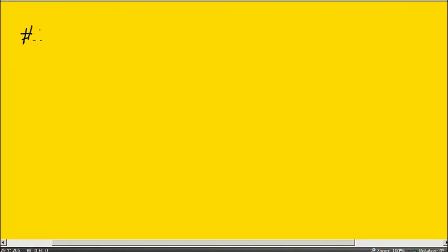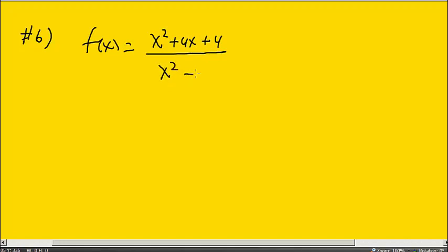Let's go to number 6. In number 6, you're given a fraction f of x is equal to x to the second plus 4x plus 4, all that over x to the second minus 4. You can't really talk about the domain and the vertical asymptotes unless you put this in factored form. So let's see if we can factor the top. We're looking for factors of 4 that I can make a 4 out of. That's going to be x plus 2 times x plus 2.